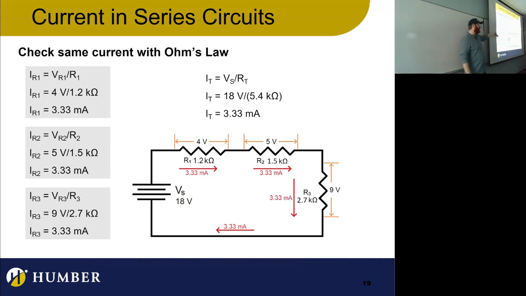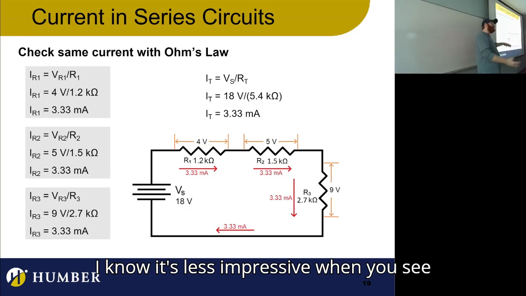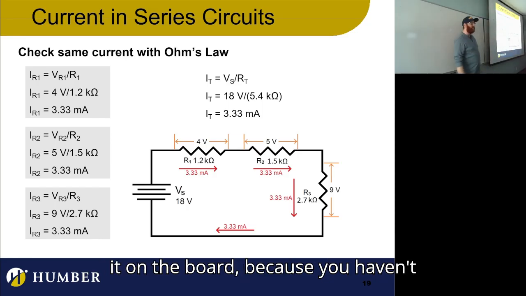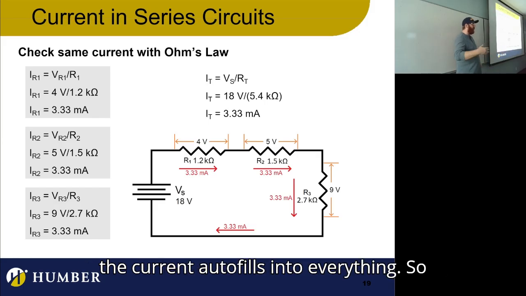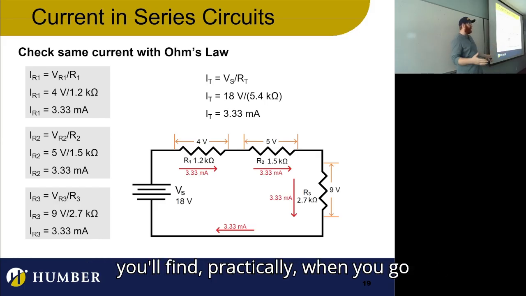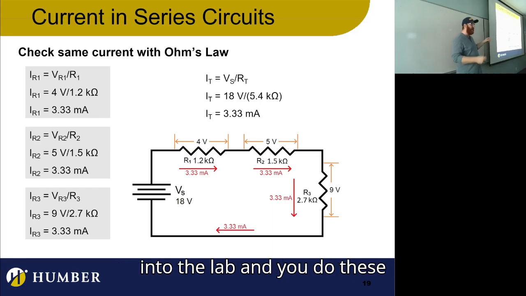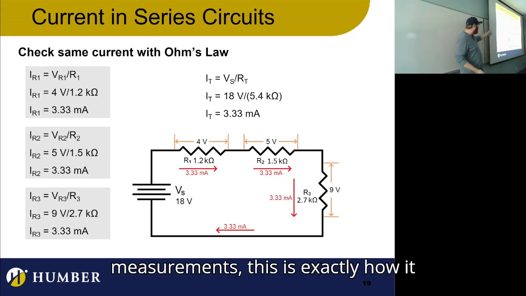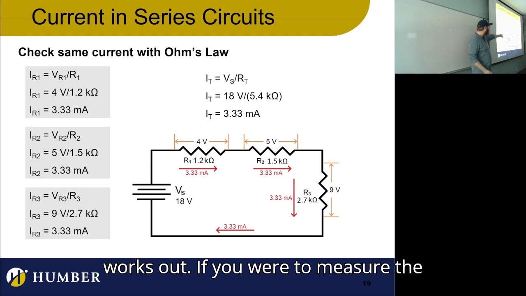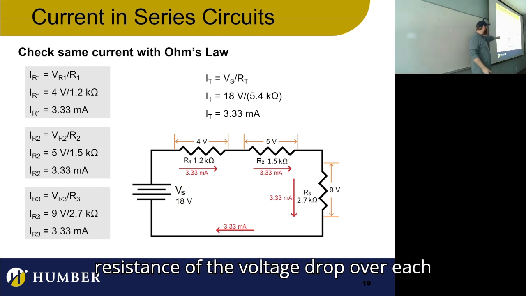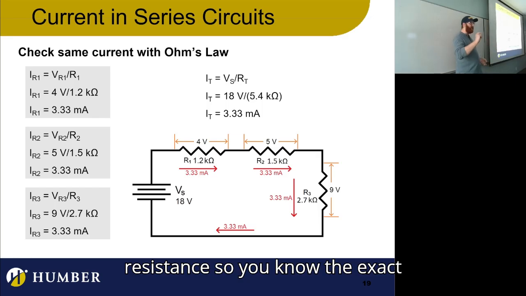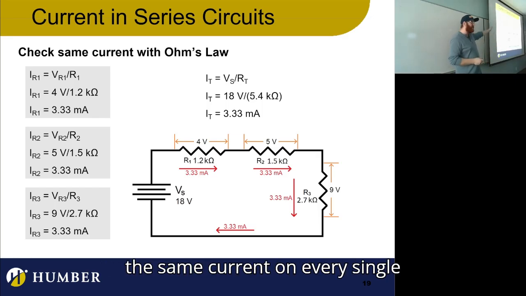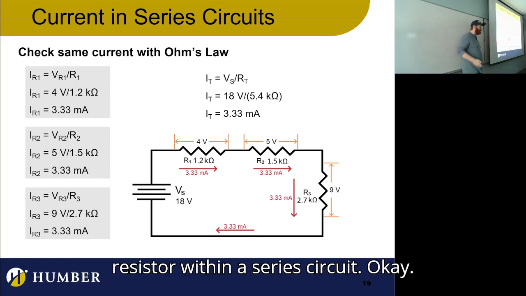I know it's less impressive when you see it on the board because you haven't taken those measurements. But remember, the current autofills into everything. So you'll find practically when you go into the lab and you do these measurements, this is exactly how it works out. If you were to measure the voltage drop over each of these resistors and measure the resistance so you know the exact resistance, you're going to end up with the same current on every single resistor within a series circuit.